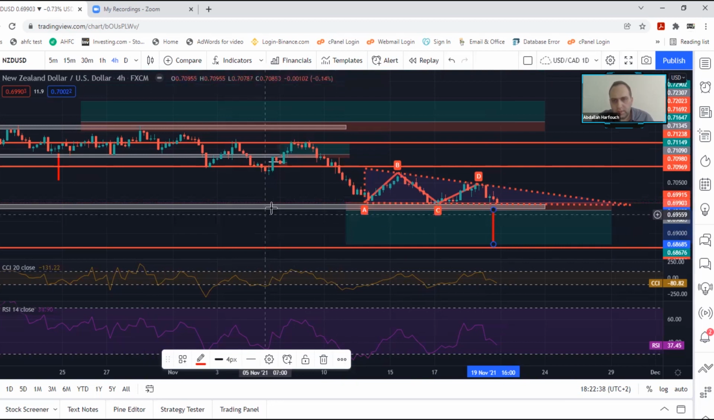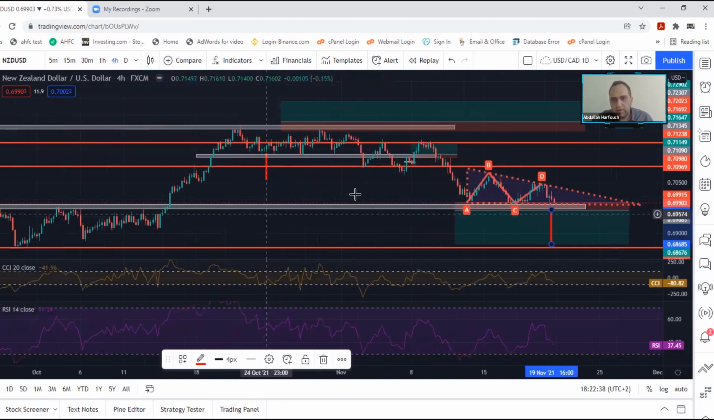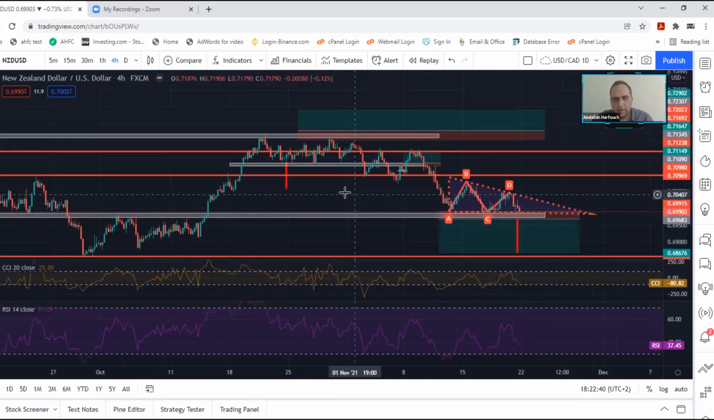Nice. So NZD USD, we can have a very good trade, sell only.